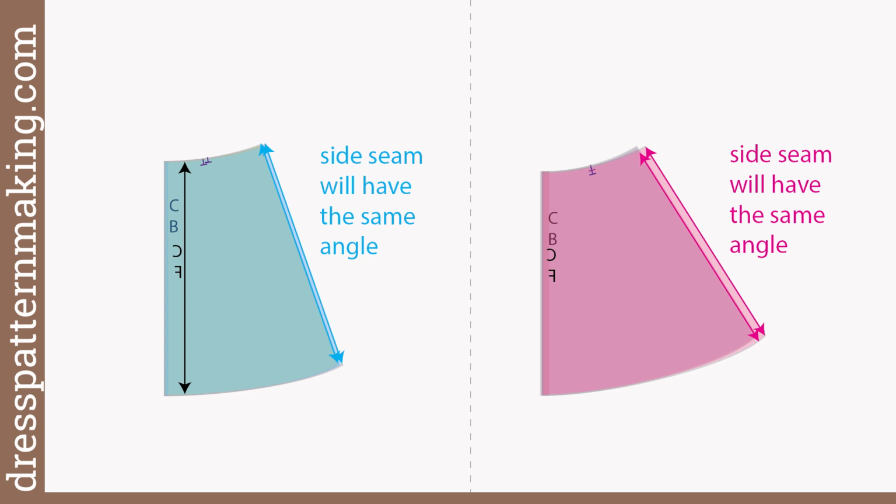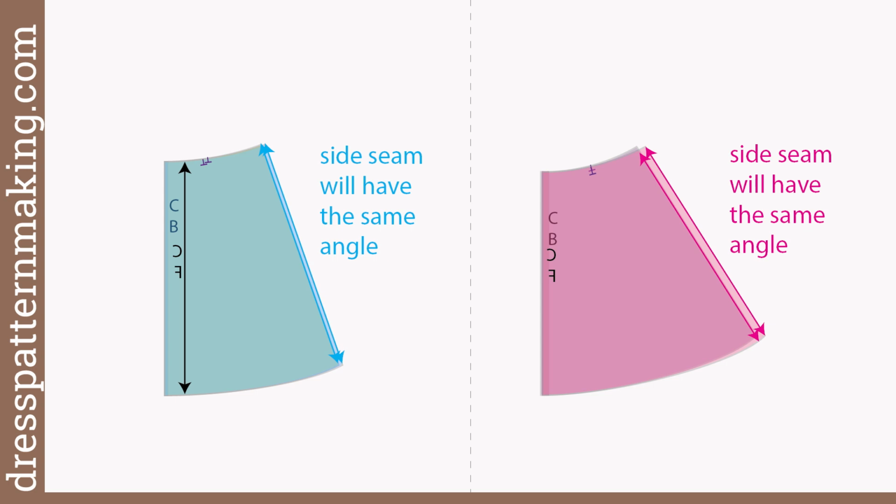Why did we create the front block from the back? Why didn't we just start with another rectangle, which would have had the same width as the back at the hip line, but a different measurement at the empire line, because the front and the back have different measurements at the empire line? If we had created the front the same way as we drafted the back, the side seams would have ended up with different angles.